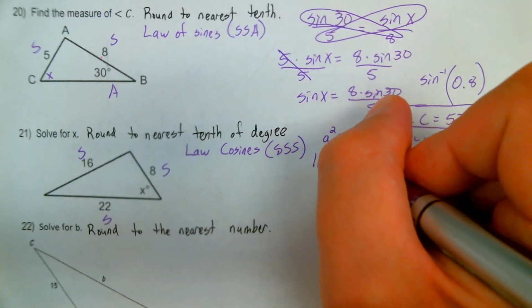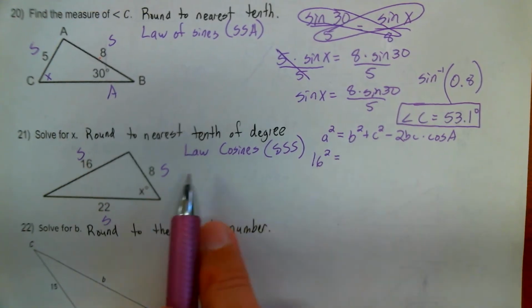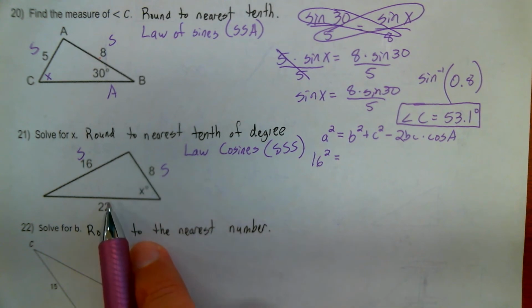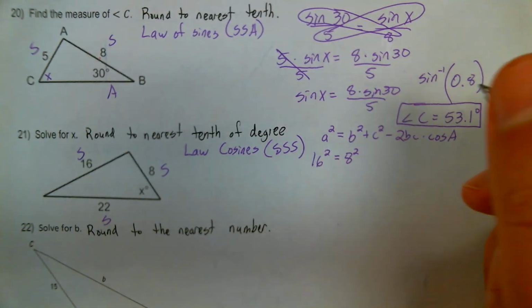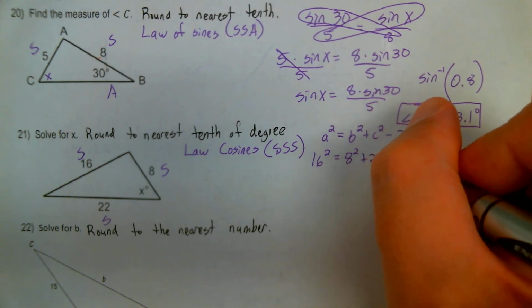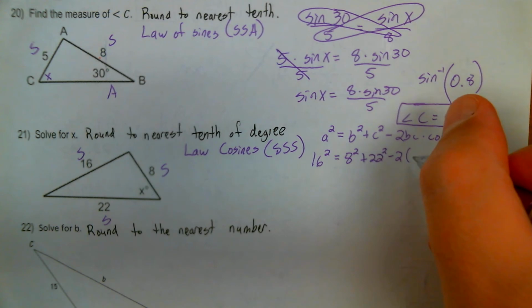So I've got 16 squared equals B squared plus C squared. 2 plus 3 is the same thing as 3 plus 2, so it doesn't matter which one these are. We're just going to pick one. I'll let the 8 be the B. 8 squared plus 22 squared minus 2 times B times C.